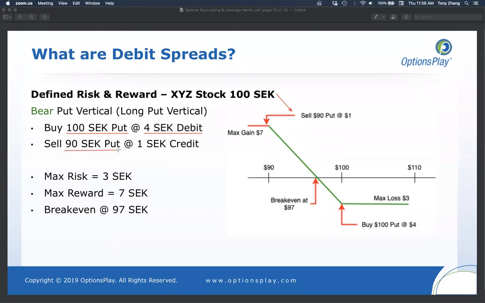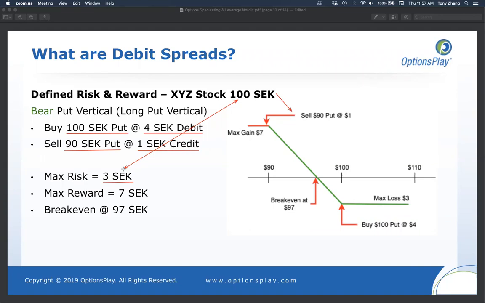So here what I can do is sell a lower put and collect, let's say, 1 crown for that. So basically I'm bearish on the stock, but I think there's a limit as to how far it can go. And what this does is it reduces my overall risk down from 4 crowns to just 3 crowns a share, which, again, like in the call option example, because now I'm controlling 100 shares of a 100 crown stock with just 3 crowns, my leverage goes from 25 to 1 to 33 to 1.